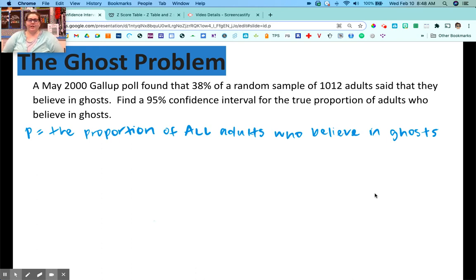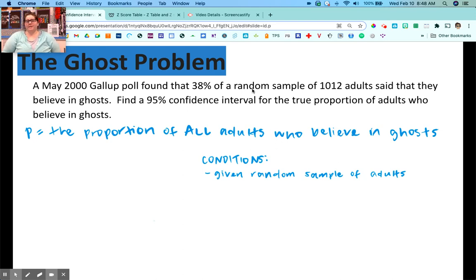Second step, we're going to check our conditions. Our first condition is, do we have a random or representative sample? And we were told that in this case. If we were not told that, we could potentially assume it. And if it's clearly not a random sample, we could say something like, we assume this sample is representative of our population. The second condition is to check for independence between trials.